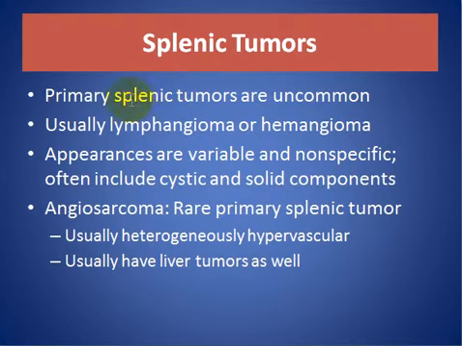Splenic tumor: primary splenic tumors are uncommon and usually lymphangioma or hemangioma. Appearances are variable and non-specific and often include cystic and solid components. Angiosarcoma is rare. Primary splenic tumor is usually heterogeneous, hypervascular, and usually has liver tumor as well.